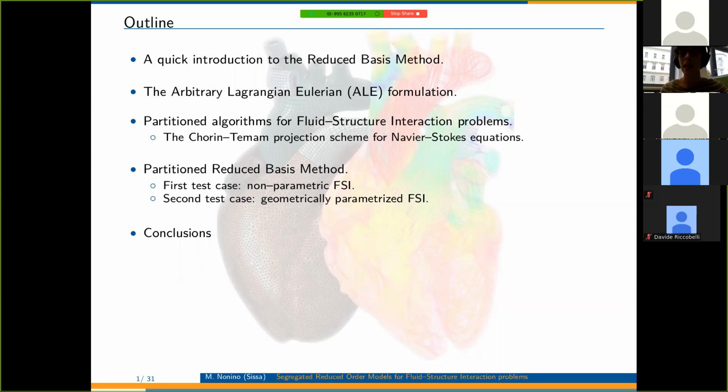And then we will move on to the actual topic of this talk, which is partitioned algorithms for fluid structure interaction problems. And since we have time, and because I think it's nice to see at least once, I'm going to show you a particular numerical scheme, which is the Chorin-Temam projection scheme for Navier-Stokes equations. And then I will present a reduced order model based on partitioned algorithms, and we will see how this reduction method performs on two test cases. The first one is a non-parametric fluid structure interaction problem, and the second one is a geometrically parameterized FSI problem. And then we will move on to some conclusions.